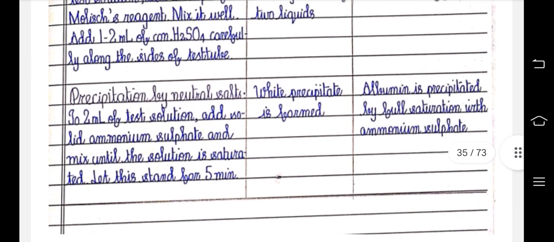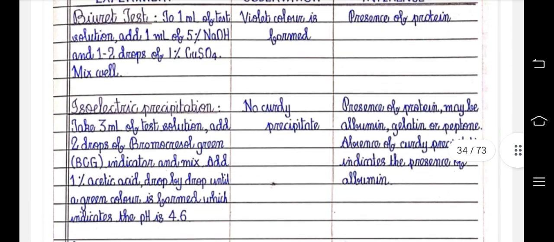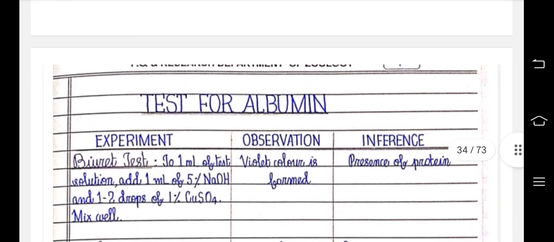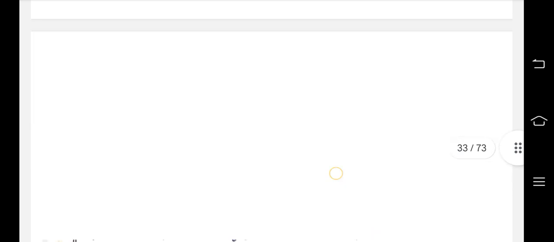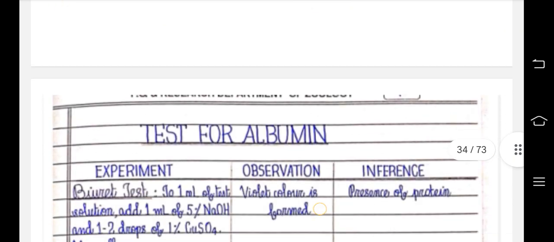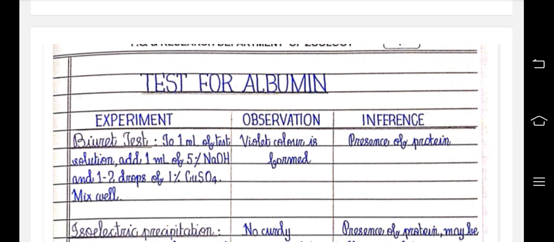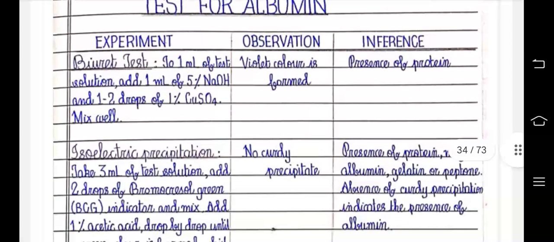Once again, let's learn that. Tests for albumin. Earlier we mentioned some common tests. First, the biuret test. Just add biuret reagent, no heat required. Add 1 ml of test solution, 1 ml of 5% NaOH and 1 to 2 drops of 1% CuSO4, mix well. Violet color is formed, presence of protein.